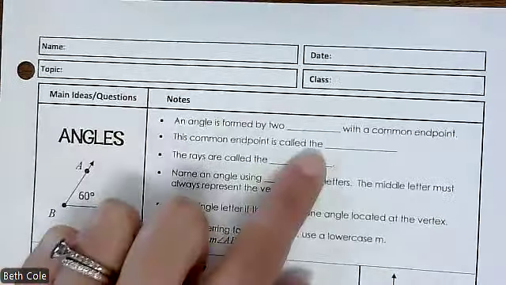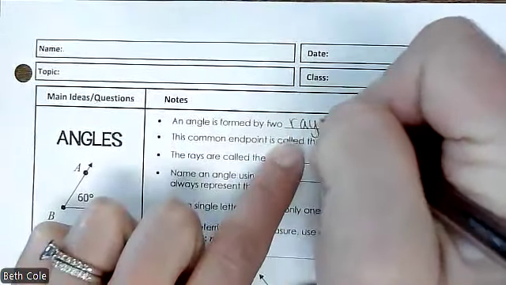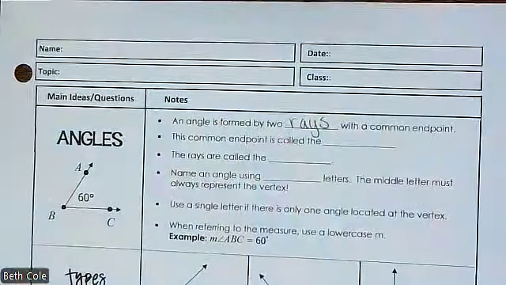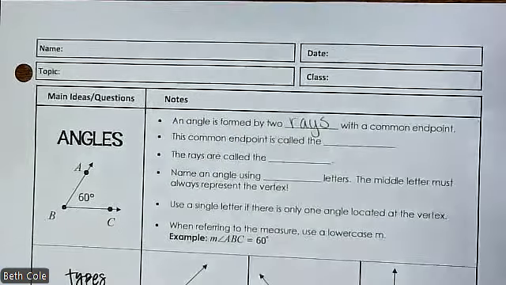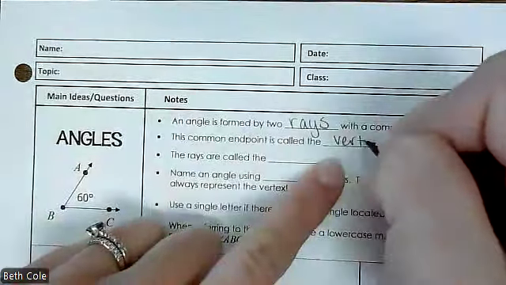So an angle is formed by two rays. And if you remember from last time, a ray had a point on one end and an arrow on the other. Do you remember that looked like a clock hand? A line went forever. A segment stopped on both ends. A ray kind of stopped on one end and went on the other. That common end point is called the vertex.